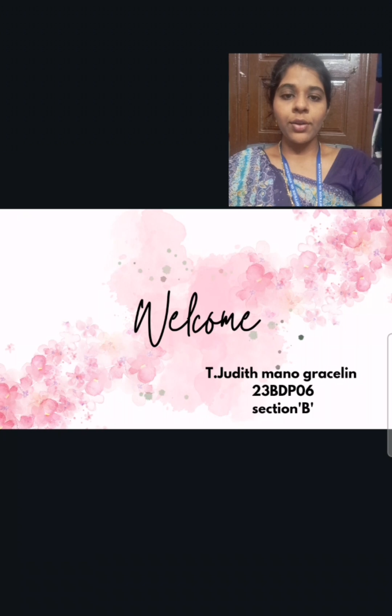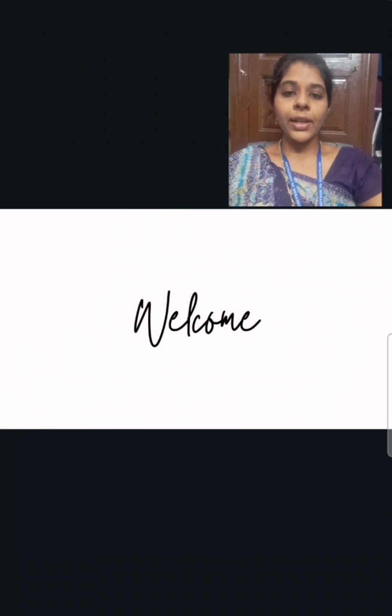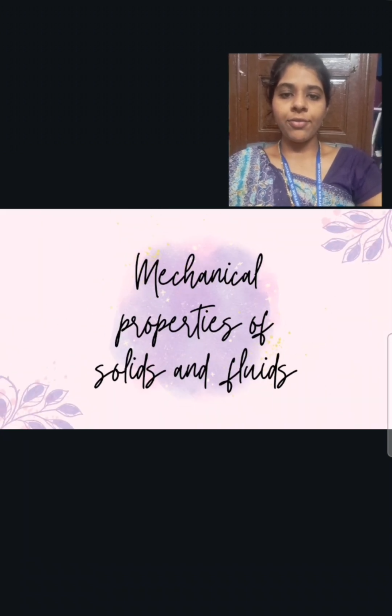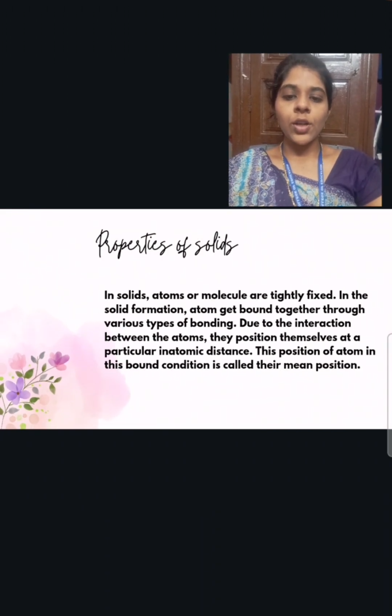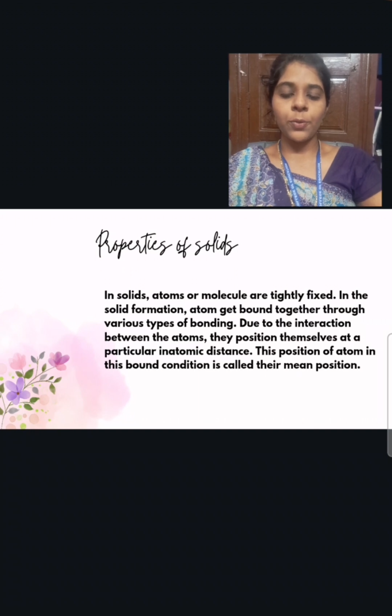Now, today we are going to discuss a topic about mechanical properties of solids and fluids. Let's see about the properties of solids. In solids, atoms or molecules are tightly fixed in the solid formation. Atoms get bound together through various types of bonding. Due to the interaction between the atoms, they position themselves at a particular interatomic distance. This position of an atom in this bond condition is called its mean position.